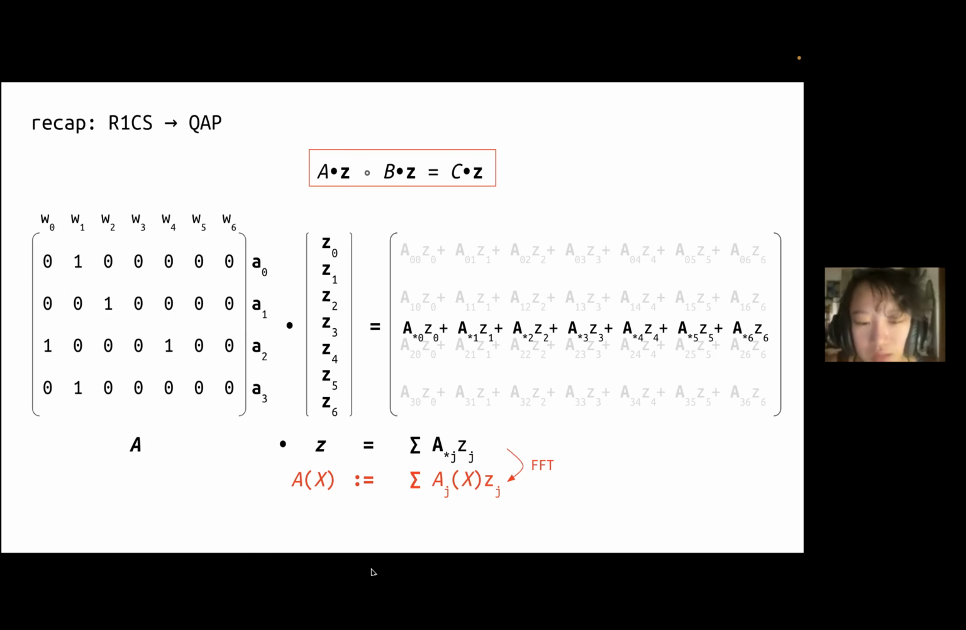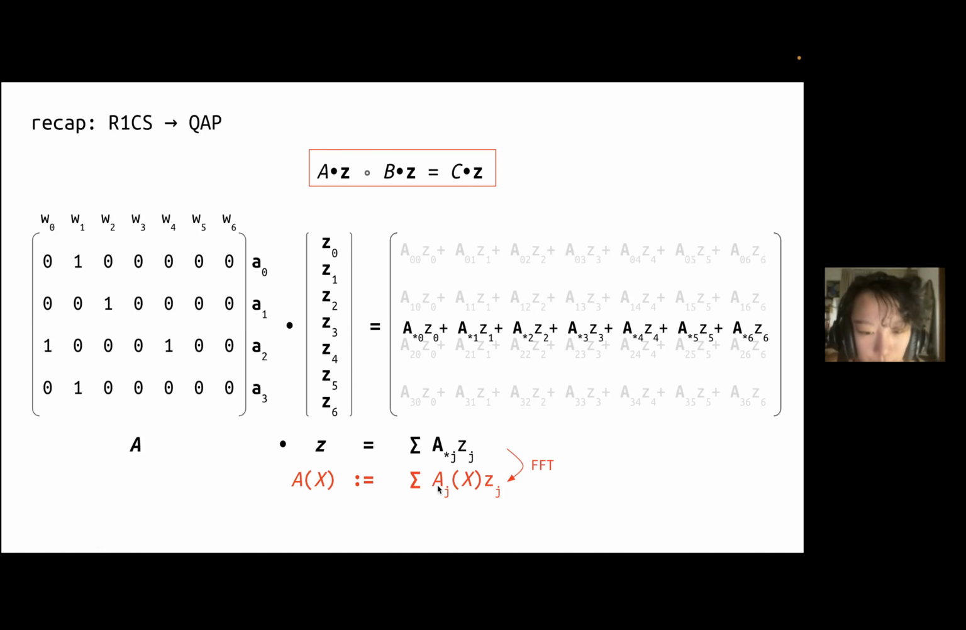And we do this by noticing that this matrix-vector product can be represented as a linear combination of the matrix columns. Basically, we're using our witness as the coefficient for each respective matrix column. So it'll be the sum of Z0 times the A0 column, Z1 times A1, and so on.